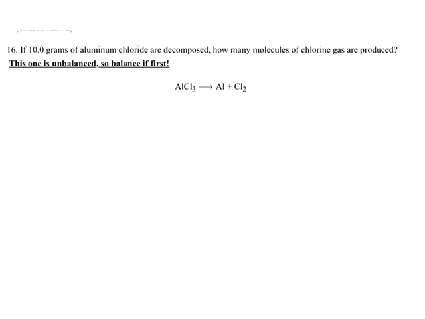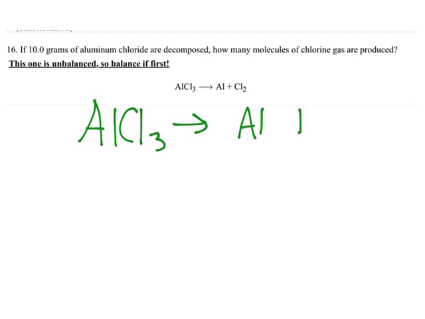And number 16, the last question, I see it's not balanced. Let's go ahead and balance it. Let me write it a little bigger. AlCl3 plus Al plus Cl2. I see a 3 here and a 2 here. We need to get that to the least common multiple of 6. So I'll need a 2 out front and a 3 out front here, which means I need a 2 here to balance that.